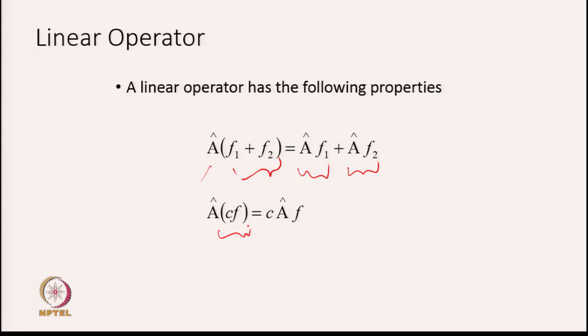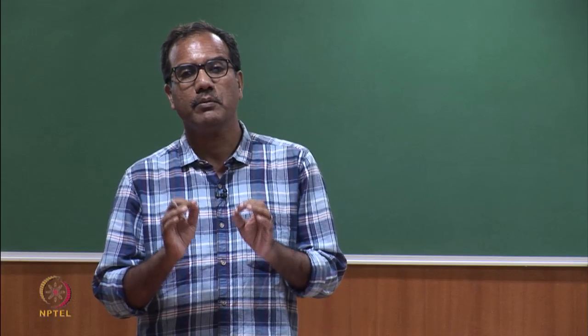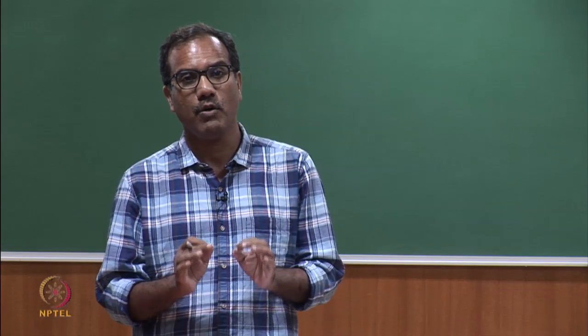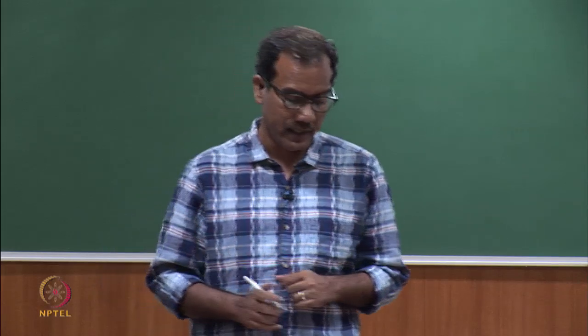The second criterion is, suppose I apply this linear operator on a function multiplied by a constant, it must be equal to the constant multiplied by your operator when it is applied on that function. So, these are the two different properties which are needed for an operator to be a linear operator.